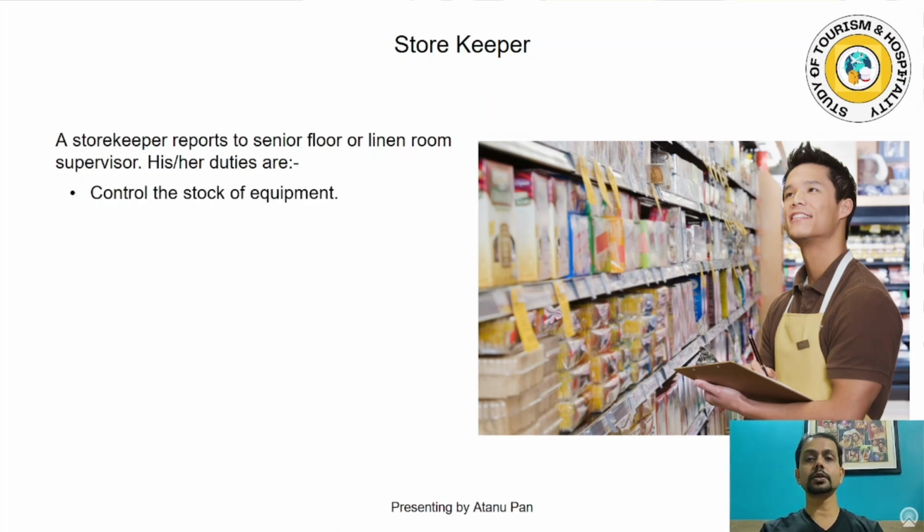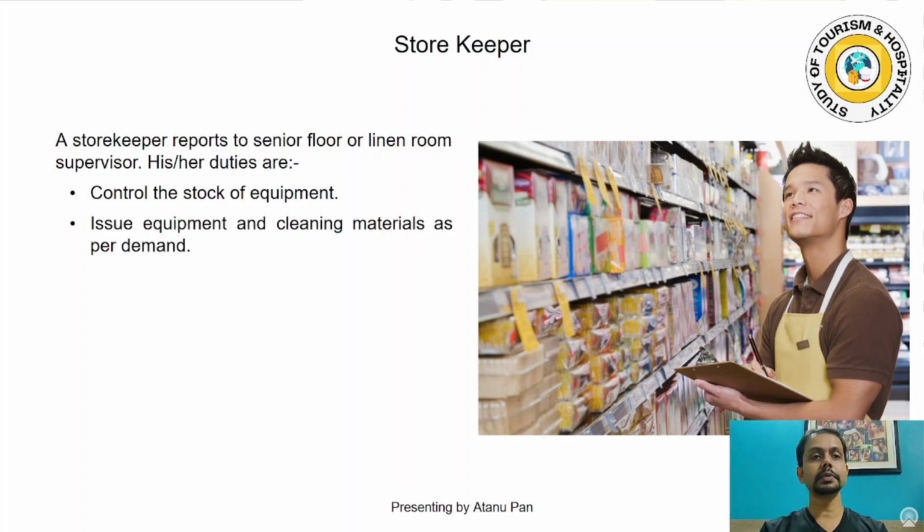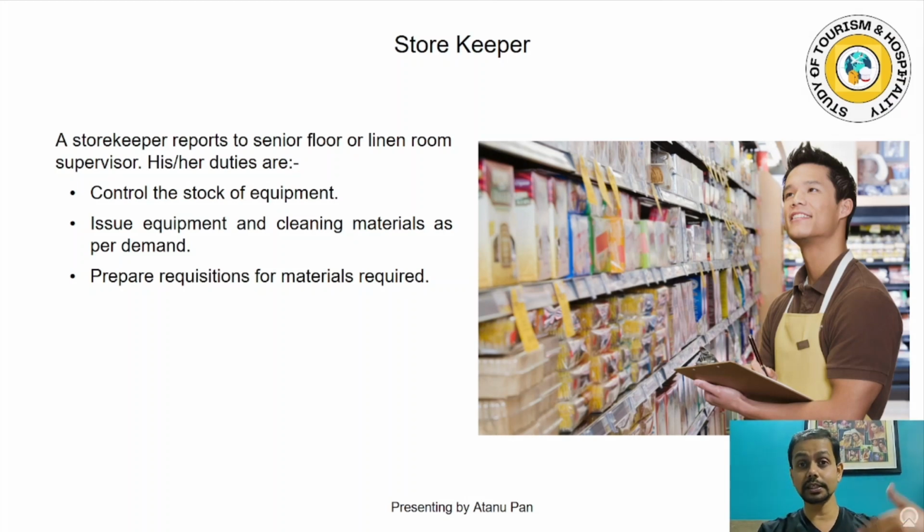Control the stock of equipment. Whatever equipment is there, the stock taking is done by the storekeeper. Issue equipment and cleaning material as per demand. So it is issued to the employees as per the demand by the storekeeper. Prepare requisitions for materials required. Whenever the materials are issued to the employees, they go out from the store, and when they go out from the store, it means it is becoming empty.